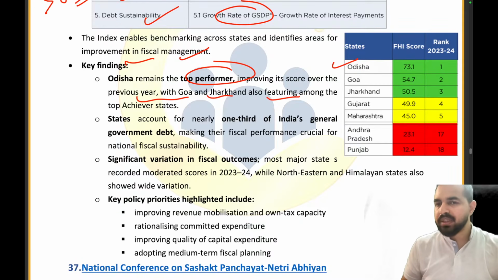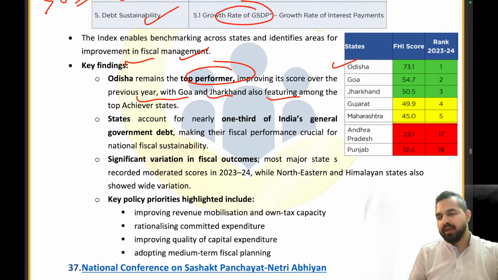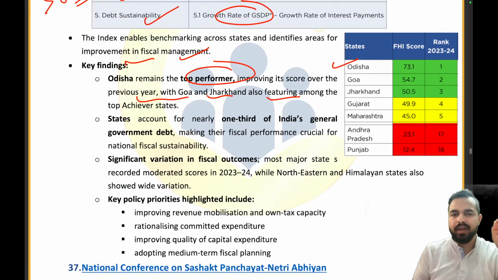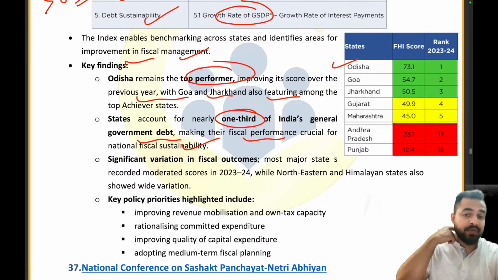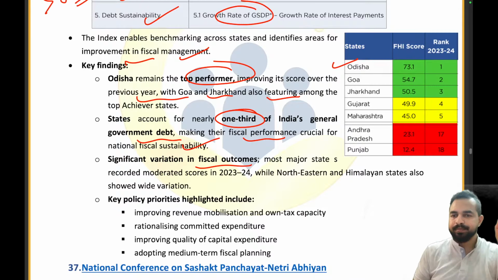So what are the states? Odisha, Goa and Jharkhand, right? Odisha is a top performer, Goa and Jharkhand are the top achievers. States account for nearly one third of India's general government debt, making their fiscal performance crucial for national fiscal sustainability. Significant variation was there in the fiscal outcomes. Clear? So you can see here, my dear friends, at the bottom of the index, what is the name of the state? That is Punjab. Odisha is on the top.